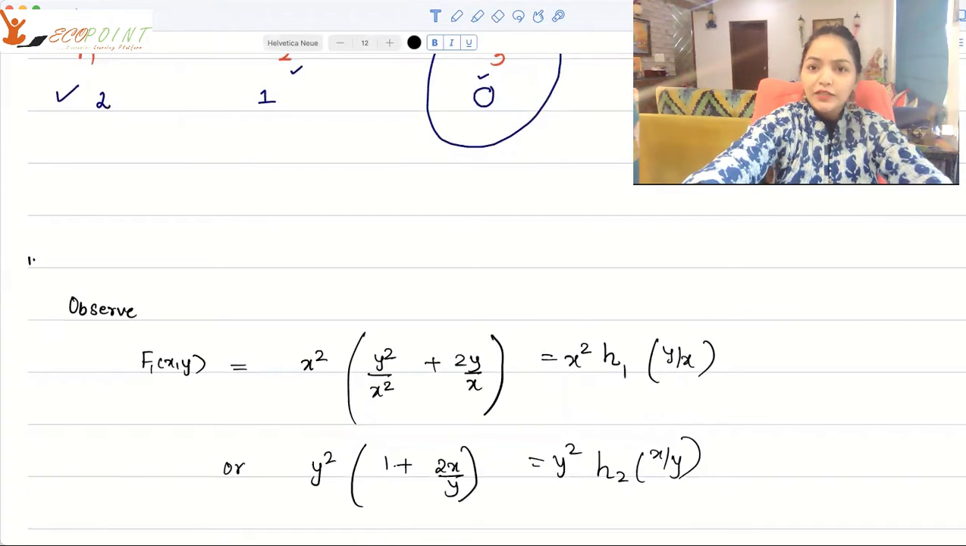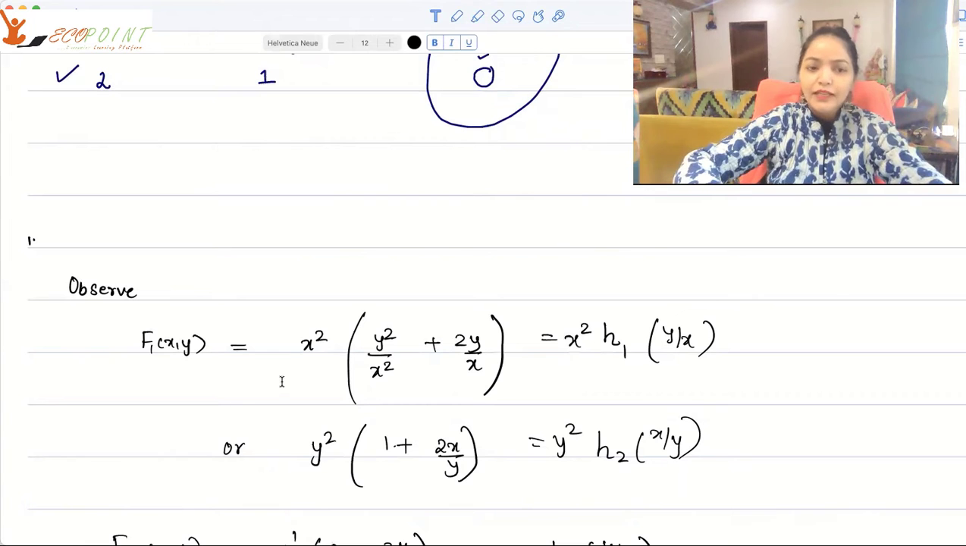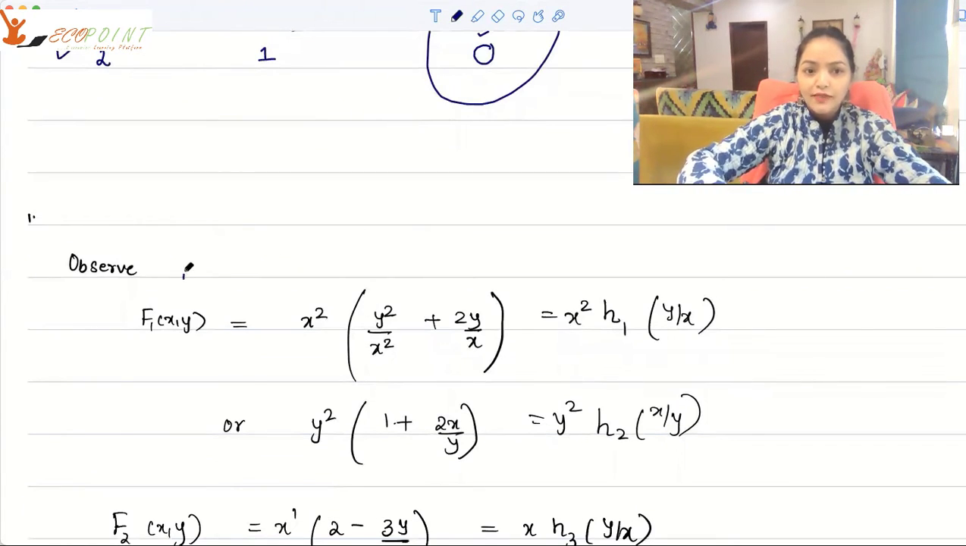Now, another thing I would like to comment here is that F1, if you notice, if you have a homogeneous function, you can take out some power of x or y common. So in other words, F1 was basically y square plus 2yx. So F1, I can probably write it down again. F1 was y square plus 2xy, right?